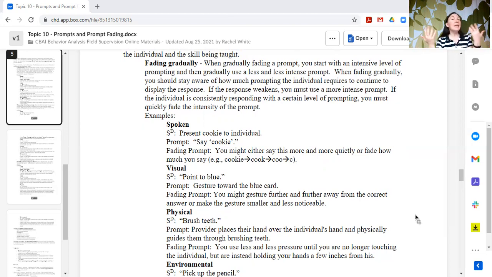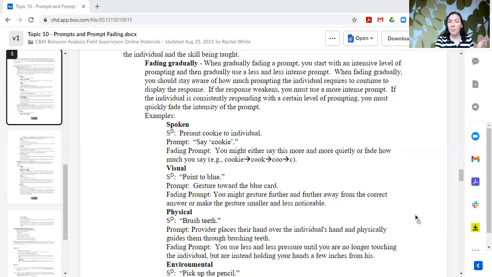And then eventually I don't give any prompt anymore. And I just look at them and then they say, may I have blah, blah, blah, right? So that would be an example of just providing less of the spoken prompt. Those are examples of fading gradually of spoken prompts. I'm not jumping around to other types. I'm just doing less of that particular prompt.